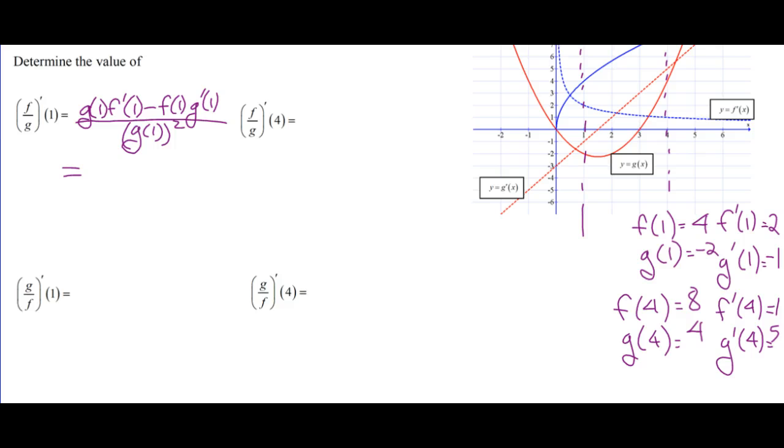So g of 1 is negative 1. F prime of 1 is 2. Minus f of 1, which is 4, times g prime of 1, which is negative 1, over g of 1. Okay, so what do we got? Negative 2 plus 4 over negative 2 squared. Oh, wait, just work that out. Negative 2 plus 4 over 4, which is 1/2. Methinks.